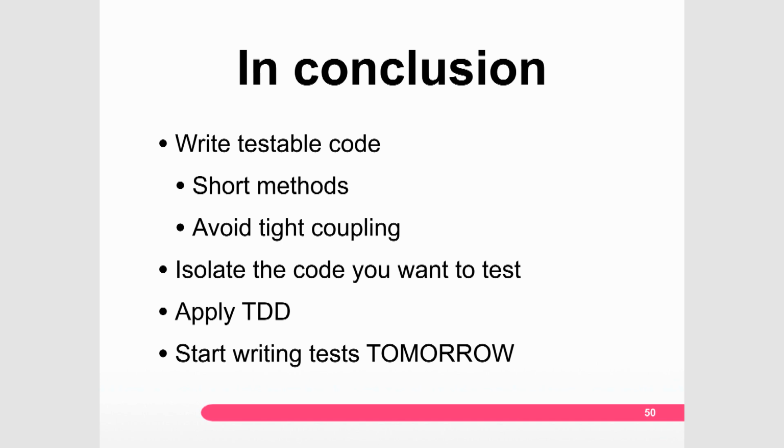So there we go. In conclusion, write testable code, so keep your code short, your methods short and simple, and avoid tight coupling. Isolate the code you want to test, so only test that piece of code and test the other piece of code in another test. Try to apply test-driven development and start writing tests tomorrow. Thank you.